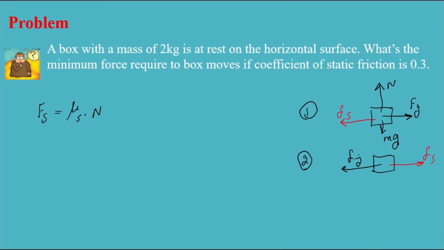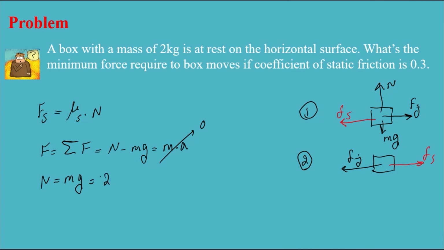So let me calculate the normal force first. Based on Newton's second law, I have the net force as the sum of the forces applied to the object. So it's going to be N minus mg, right? Because the normal force is upward, mg is downward, and there is no movement in the vertical direction. So that's going to be ma, but that's going to be 0, right? Because there is no movement and acceleration is going to be 0. So based on that, my N is equal to mg.